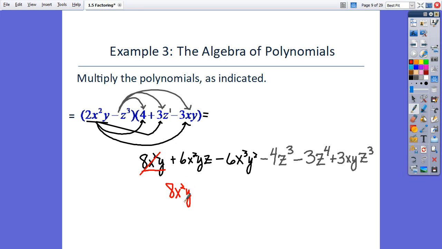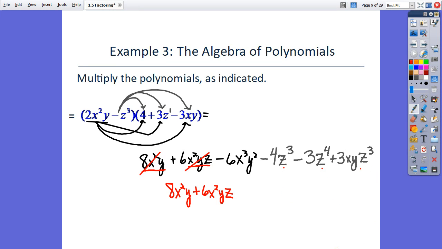Then I look for x squared yz. X squared yz, I don't see any of those. I have a feeling there's not going to be a whole lot of like terms on this problem. But let's just keep going. X cubed y squared, no x cubed y squared. Let's just keep going because I don't think any of these match up. Z cubed, there's no z cubed. Z to the fourth, there's no z to the fourth, and obviously the last one.